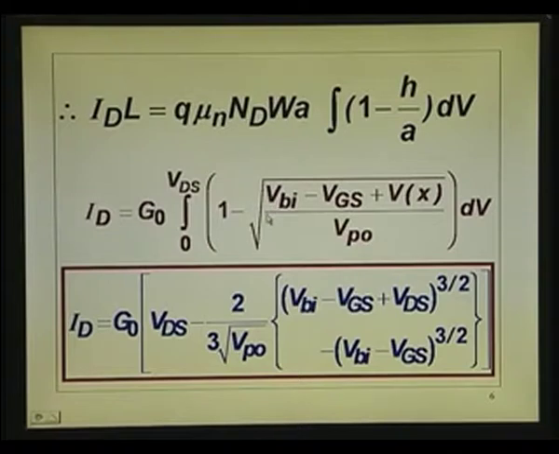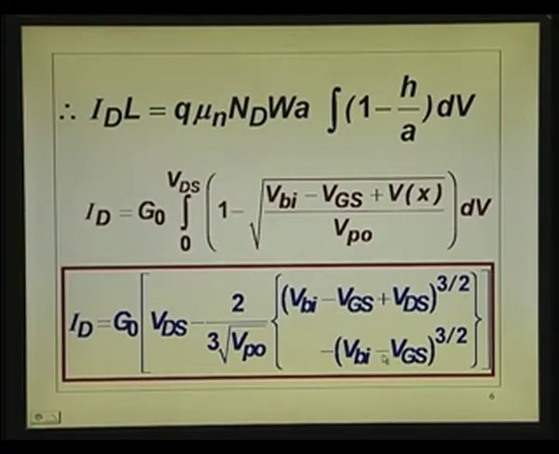All that we have to integrate is V b i minus V g s plus V of x to the power of half. That integral is the whole thing to the power of 3 by 2 divided by 3 by 2. Now, this integral is V b i minus V g s plus V of x to the power of 3 by 2, within the limits V x equal to 0 to V d s. So, you can see V b i minus V g s plus V of x becomes V d s at the drain end to the power 3 by 2, and at the source end V x equal to 0, so it is V b i minus V g s to the power 3 by 2.